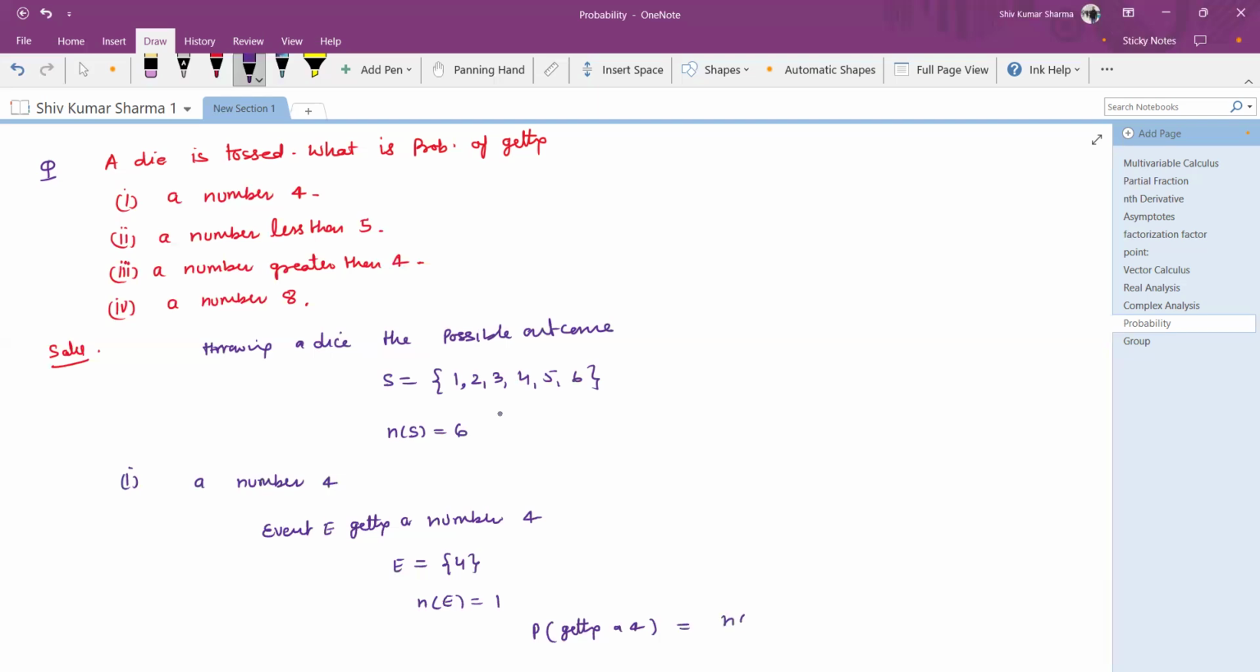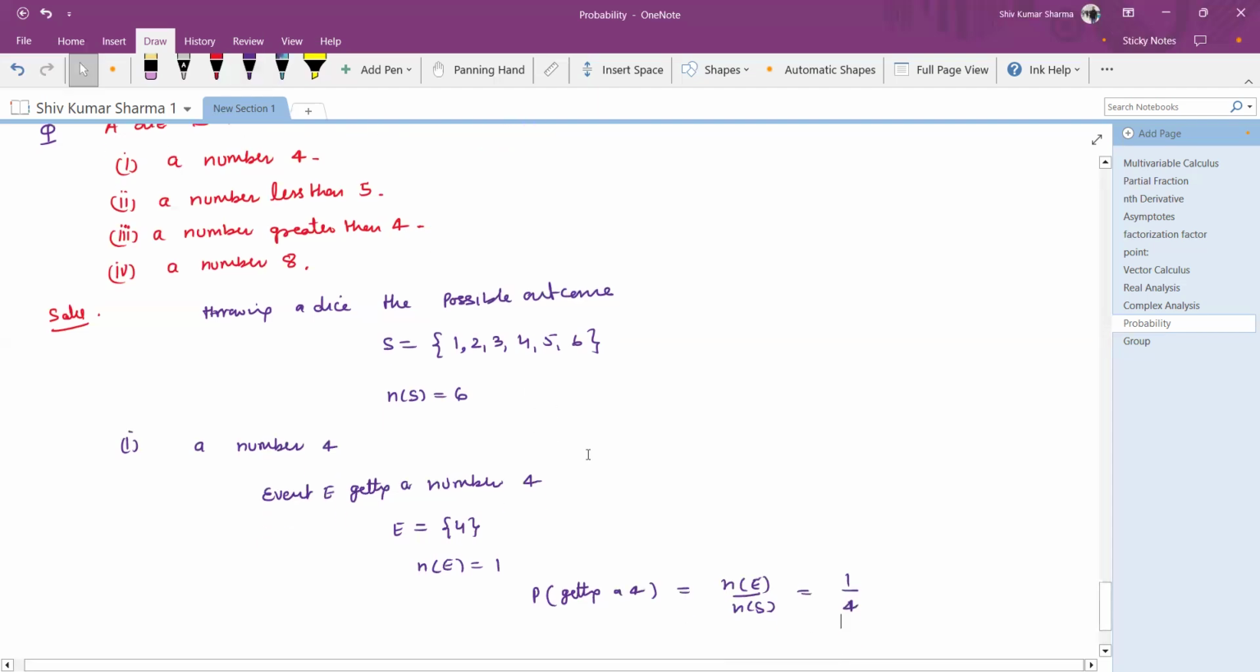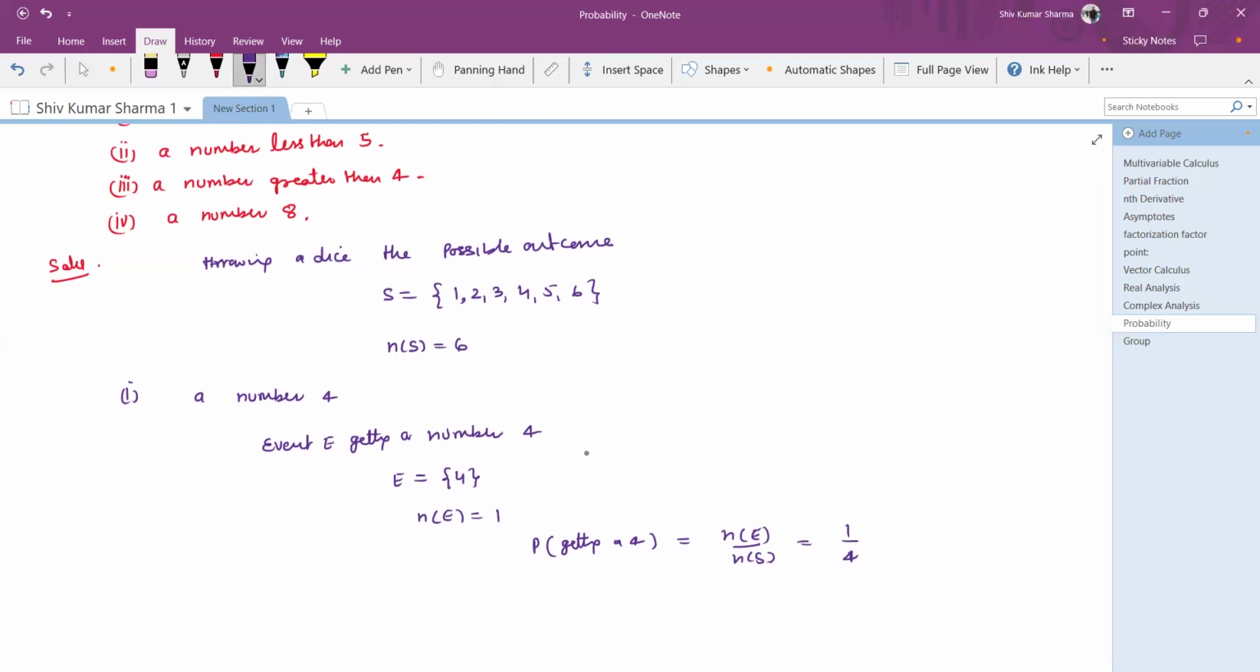Getting a 4 is equal to, we write down as NE upon NS. So it means 1 upon 4. So the answer of the first part is 1 upon 4. Second is getting less than 5.